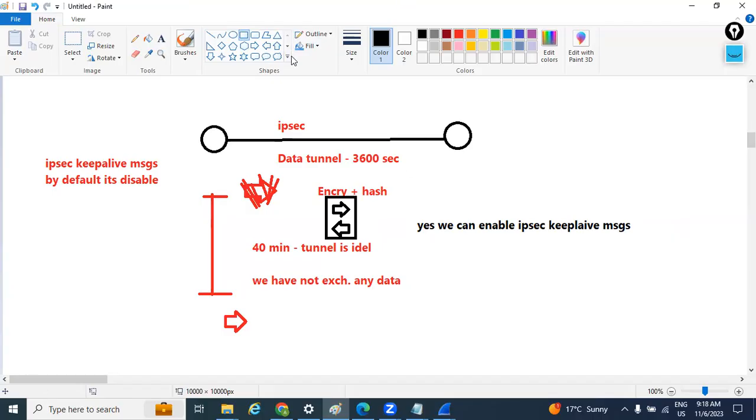So guys, tell me, do you think we need a keep alive message here, IPsec keep alive messages? Because my tunnel is idle for the last 40 minutes and we have not exchanged any data. But after that, when I'm sending the data to the other side, the tunnel is already down. So I'm sending my data, but the other side is already down and not able to receive. That's the reason for wastage of bandwidth. Do you think we need IPsec keep alive messages here? Why we don't need, Santosh?